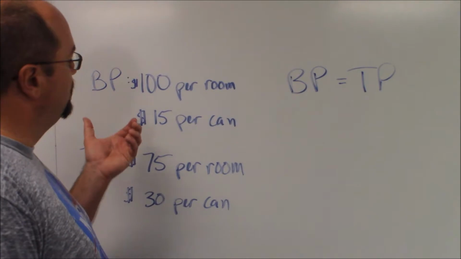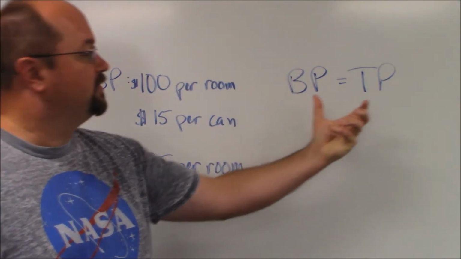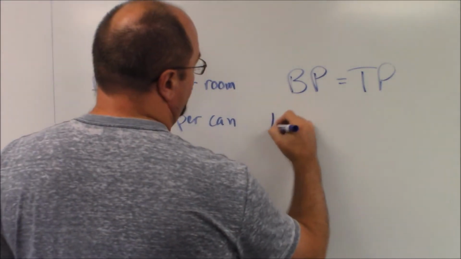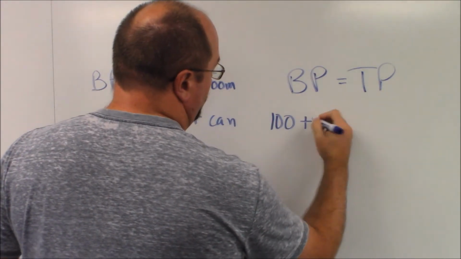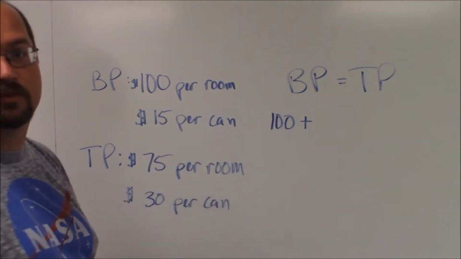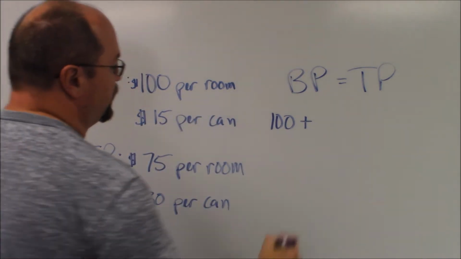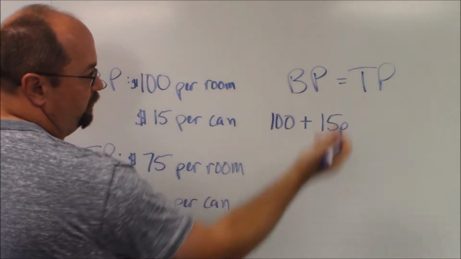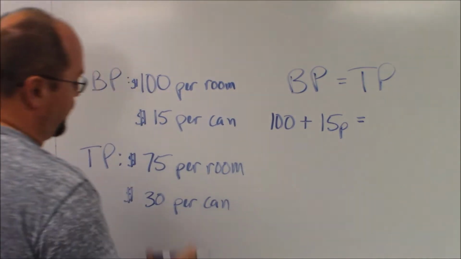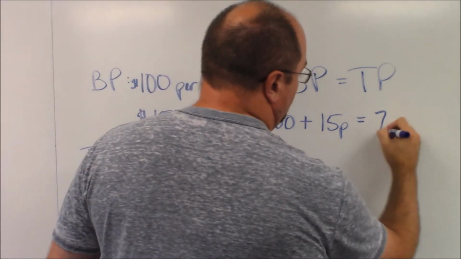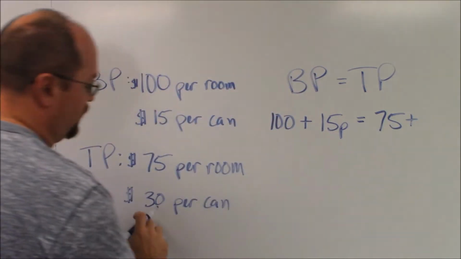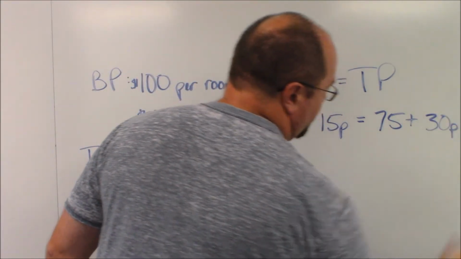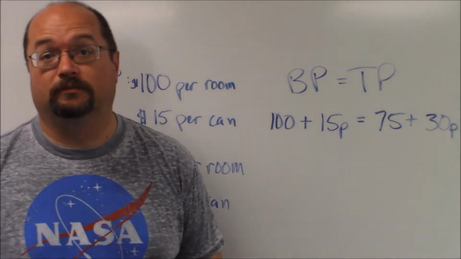Now we just need to come up with our expression for Best Painters and then our expression for Top Painters. So for Best Painters, we've got $100 for the room. We're not going to multiply that by anything because we're just doing a single room. And then $15 per can, so that's 15P. So this is our expression for BP. And then for Top Painters, we've got $75 for the room, and then $30 per can, which we're going to represent with P. And that's it. That's our equation.